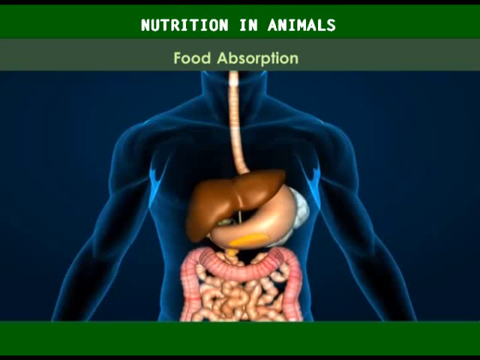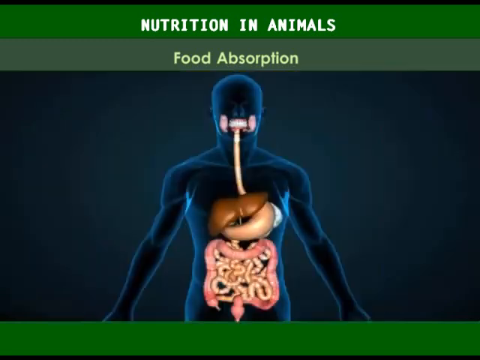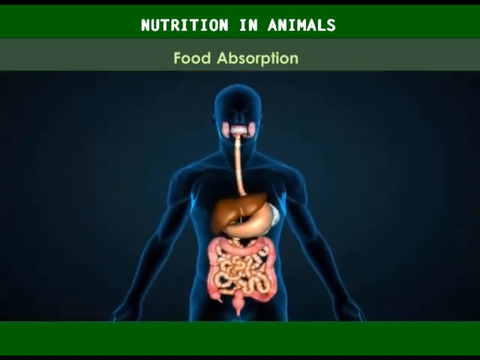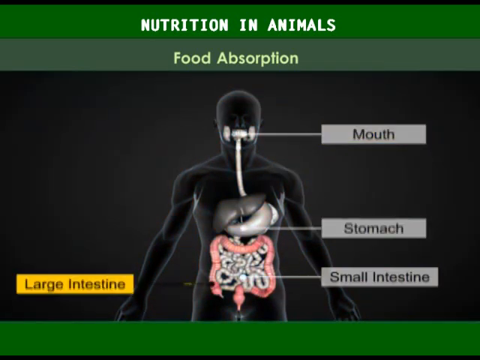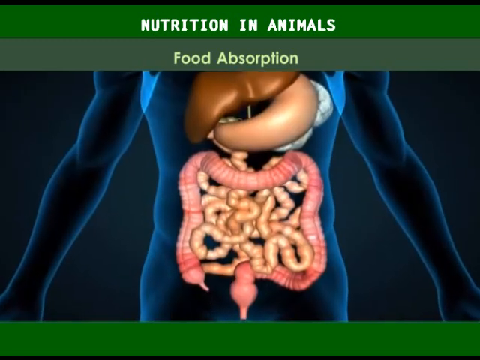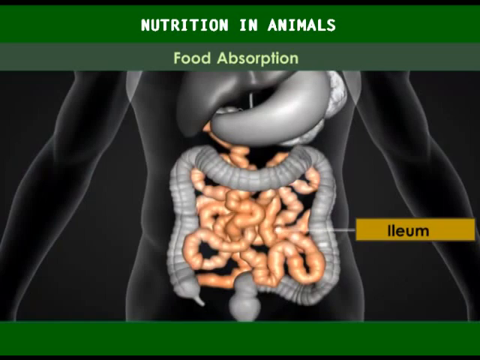After complex food has been broken down into smaller components, it needs to be absorbed into the bloodstream and lymph so that it can be transported throughout the body. Although absorption takes place in different parts of the alimentary canal, such as the mouth, stomach, and small and large intestines, maximum absorption occurs in the ileum part of the small intestine.